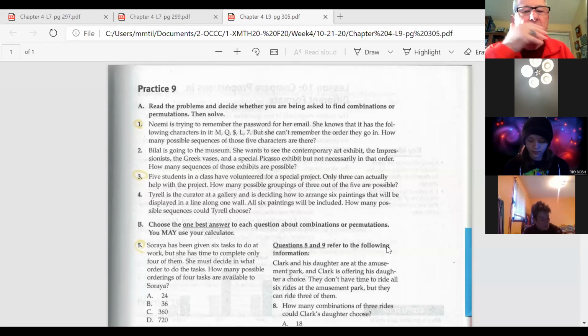I'm doing the permutations, not the combinations. If it was in order, it would be 60. It says this is a combination problem. I'm sorry, I looked at it wrong. I did it like a permutation. So we don't care about the order. Yeah, it says order does not matter.